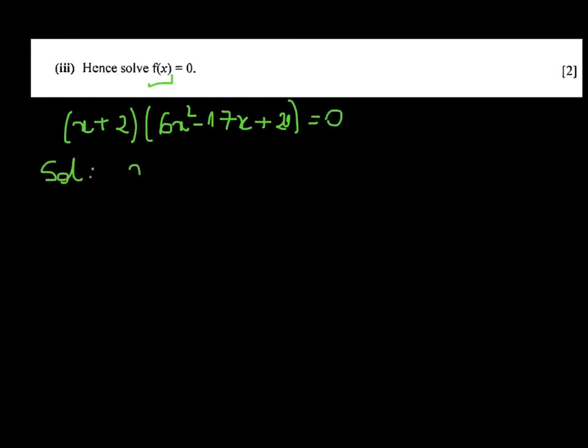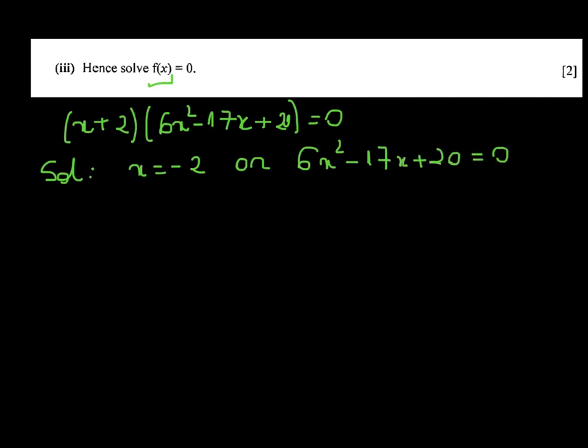Okay, we now know many things about f of x. It's factorized, so see how the previous questions lead us to answer the last question. So we know f of x in the factorized form. This is what we are going to use. x plus 2 bracket 6x squared minus 17x plus 20 equals 0. Solutions: x equals minus 2, or from 6x squared minus 17x plus 20 equals 0.